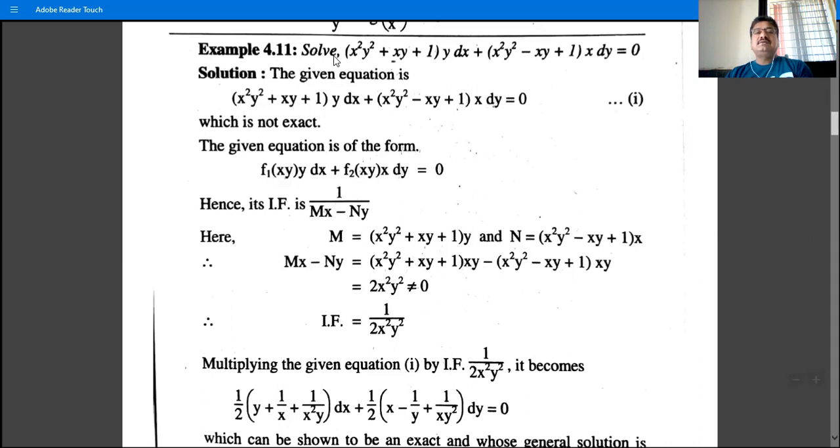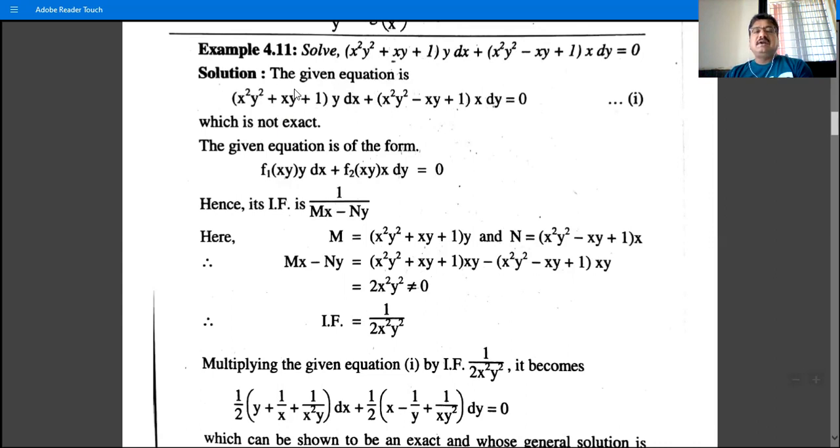Next example is: solve x square y square plus xy plus 1, y dx, plus x square y square minus xy plus 1, x dy, is equal to 0. And this is not an exact differential equation.